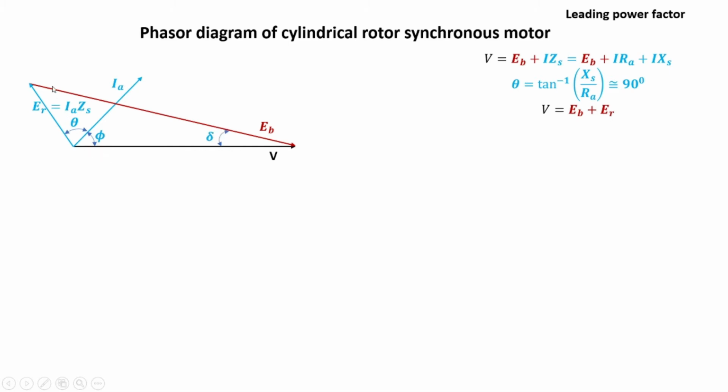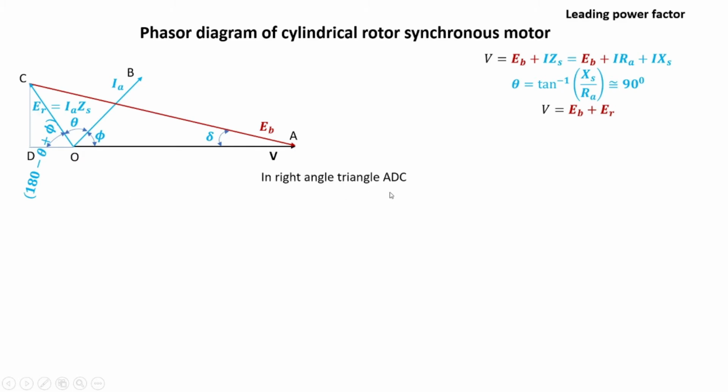So in order to derive the expression for E_b, let's draw a perpendicular from this tip to this extended voltage phasor, so that this angle is 90 degrees. So this angle is 90 degrees, this angle is theta, and this angle is phi. This total angle is 180 degrees. Therefore this angle is 180 minus (theta plus phi). Now let's mark different points, say O, A, B, C and D. So from this, in order to derive the expression for E_b, let's consider the right angle triangle ADC.